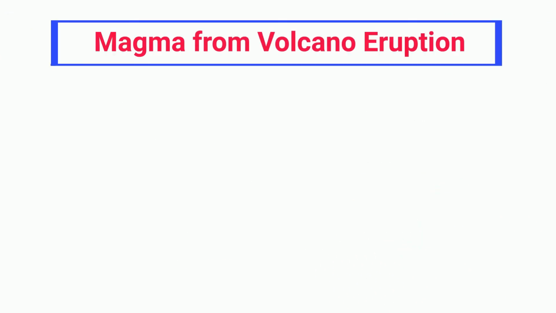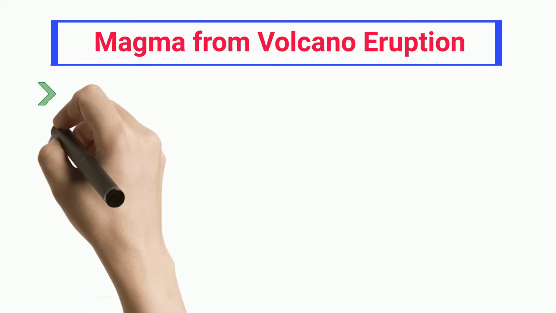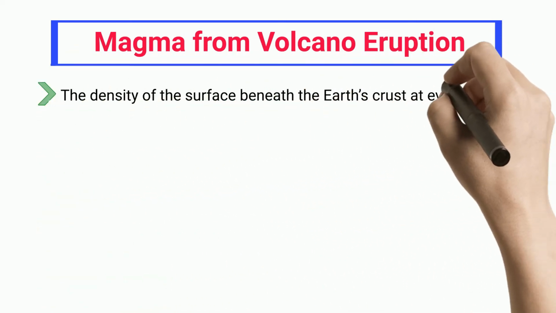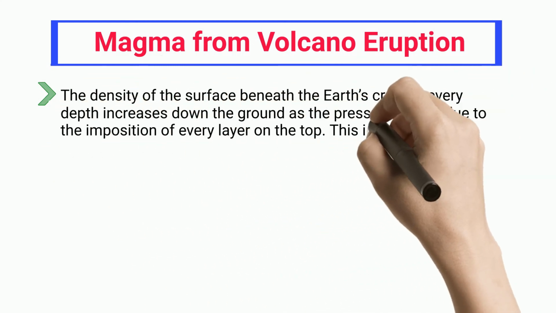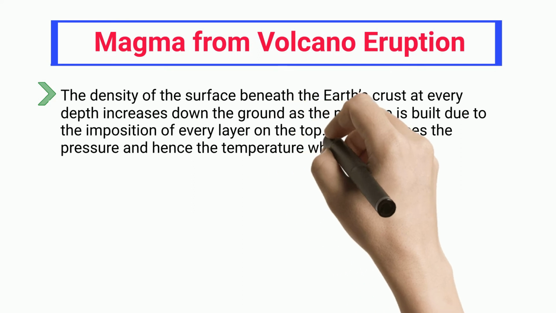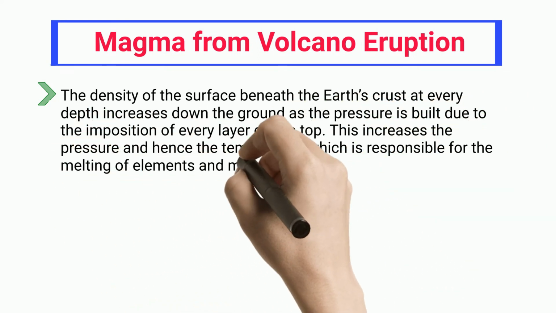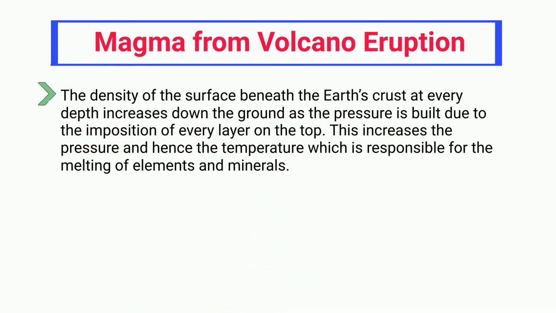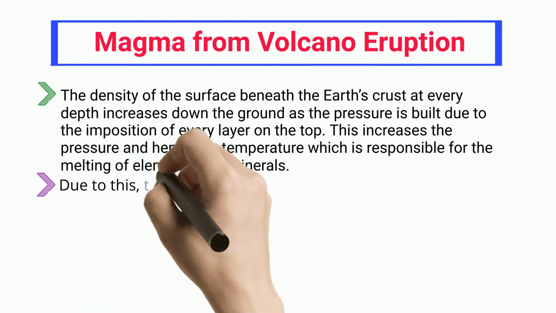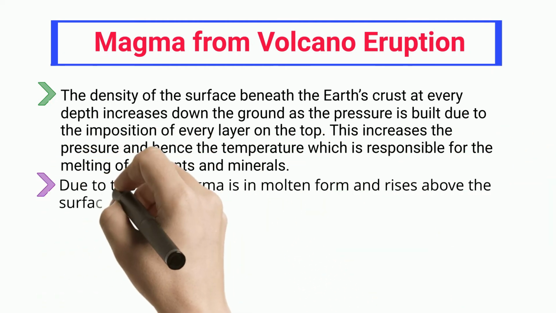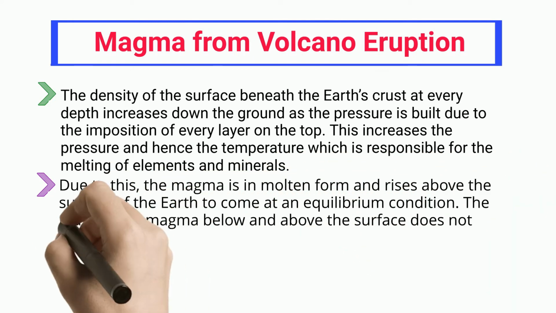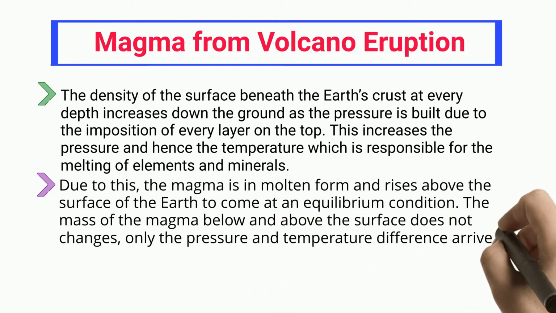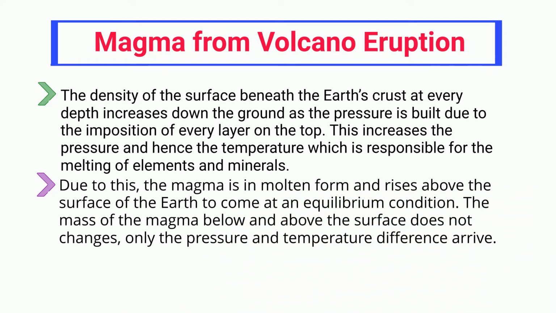Magma from volcano eruption. The density beneath the Earth's crust increases with depth as the pressure is built due to the imposition of every layer on top. This increases the pressure and hence the temperature, which is responsible for the melting of elements and minerals. Due to this, the magma is in molten form and rises above the surface of the Earth to come to an equilibrium condition. The mass of the magma below and above the surface does not change, only the pressure and temperature differ.